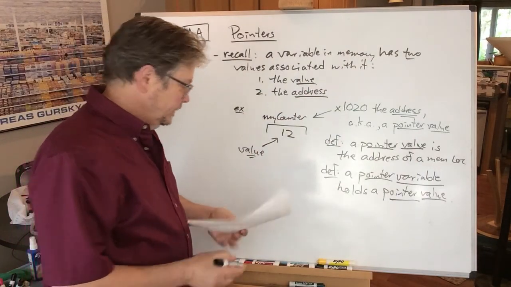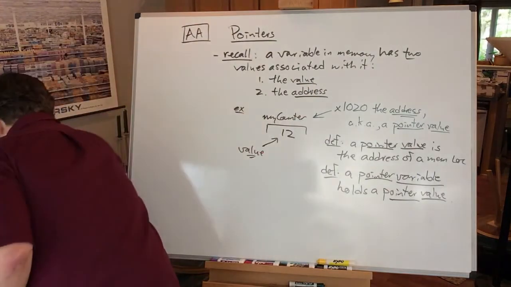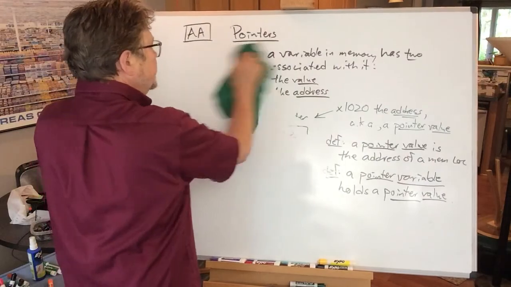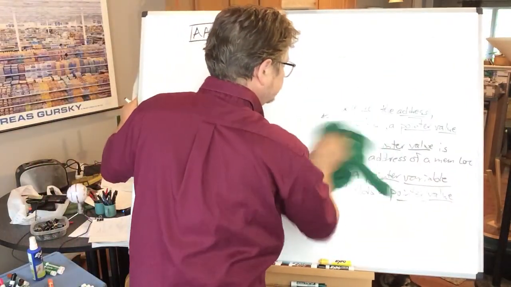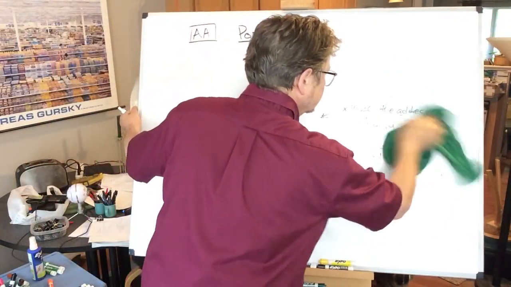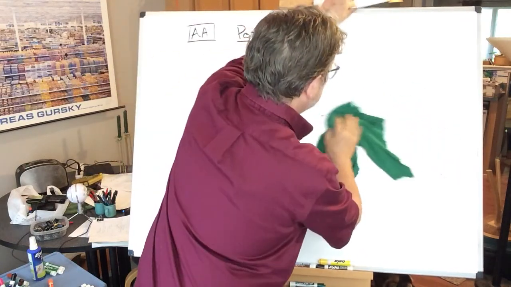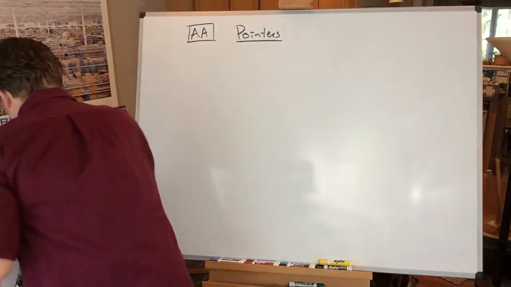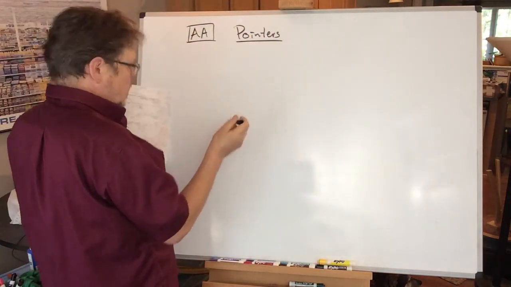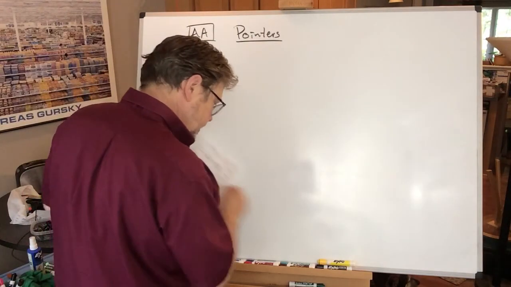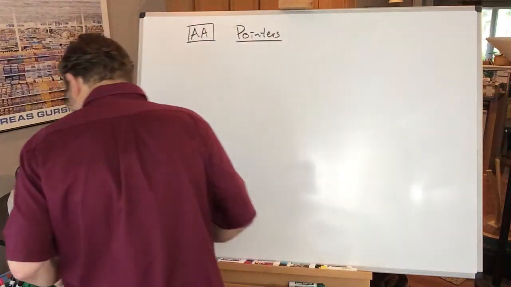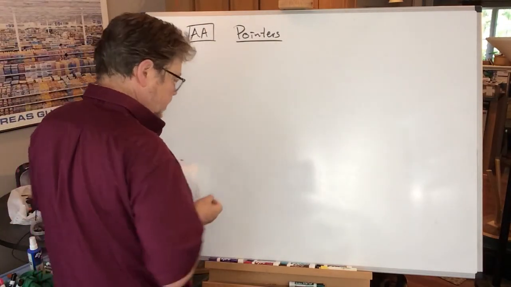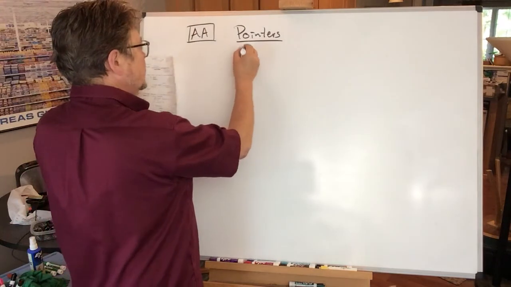Let's look at syntax of pointer variables. Meaning, how do we do that in C++? Whoa, that green doesn't want to erase. I'm going to do my comments in green, if I can find a green that works. I may not be able to. I can't. I'll use blue. That'll mix it up. Blue for comments.